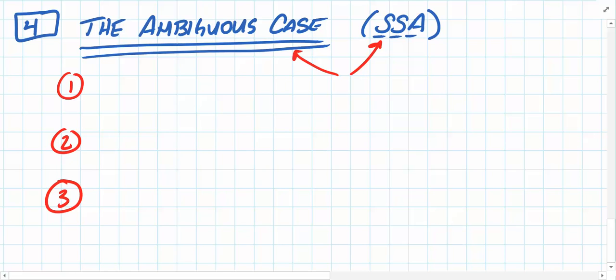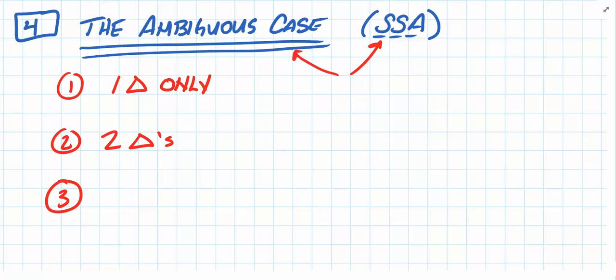Given side-side-angle, it may be possible for you to construct one triangle only. That may be a scenario. It may also be a scenario that you can construct two triangles, two separate ones. I'm going to show you what I mean. And then it may be a scenario given a side and an angle that there can be no triangle constructed ever. No, you can't make three triangles. There's only two. It's either one, two, or none.